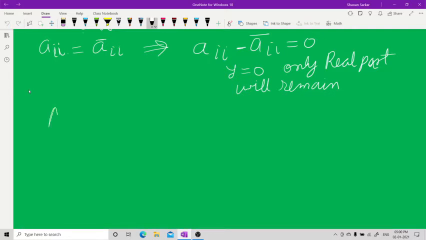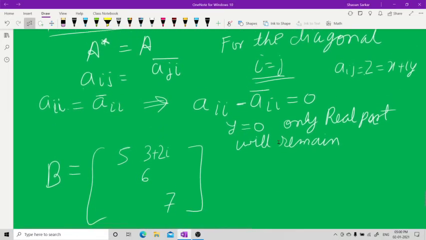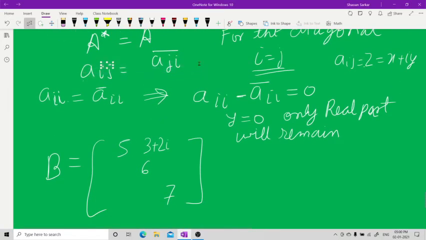That means if I take A or any other matrix, let me take B. So B will be, you write any real number of your choice, 5, 6, 7. But whatever you write here, say 3 plus 2i, you write the conjugate because of this rule. Because of this rule, you write the conjugate of that. This is 3 minus 2i.